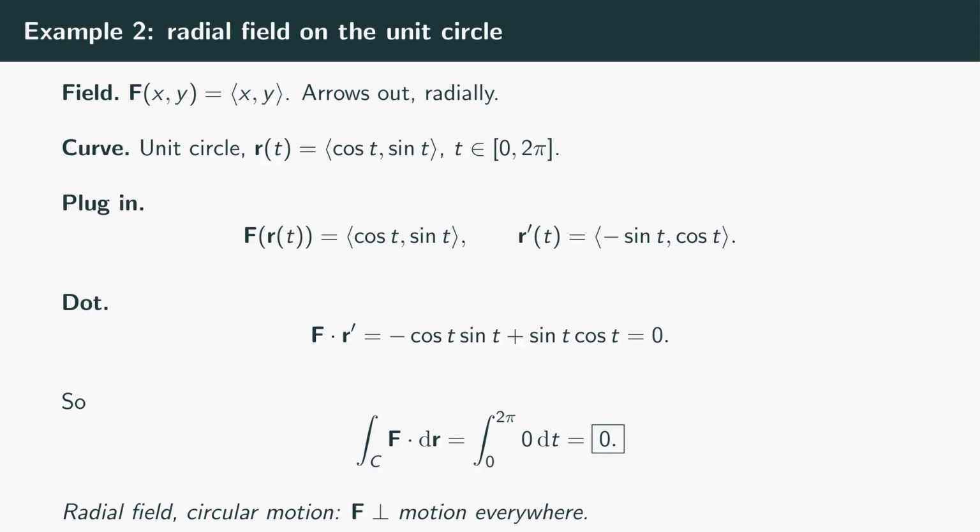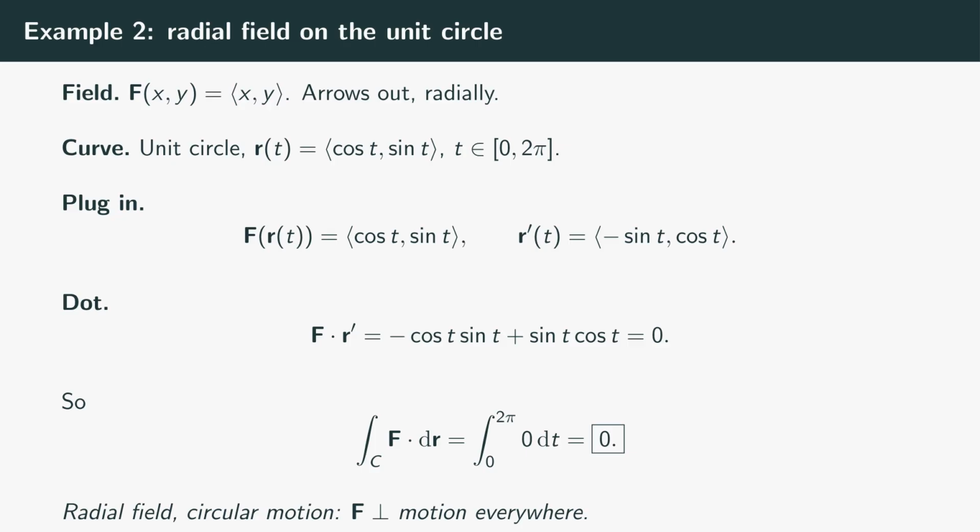Second worked example, designed to make geometry visible. The vector field is f of (x, y) equals the vector (x, y), the radial field, arrows pointing directly outward from the origin. The curve is the unit circle, parametrized counterclockwise as r of t equals the vector (cosine t, sine t) for t from 0 to 2 pi. Substitute the parametrization into the field, f of r of t equals the vector (cosine t, sine t), the same vector as r of t itself because f is the identity radially.